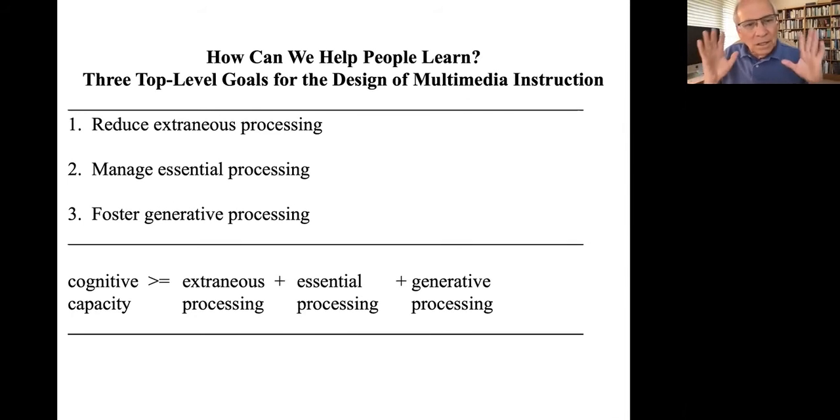So that's my long-winded introduction to the big ideas that underlie our research. And now I just want to look at instructional methods that are aimed at each of these goals: reducing extraneous processing, managing essential processing, and fostering generative processing. Does that make sense? I see all the heads shaking, sure.